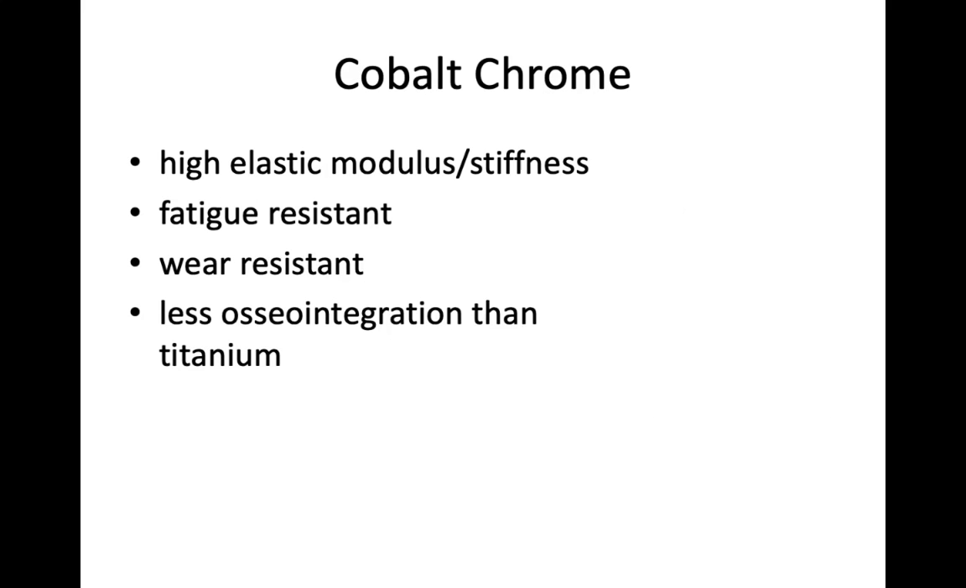Cobalt Chrome. Cobalt Chrome has a high elastic modulus and stiffness. It's fatigue resistant, it's wear resistant, and it exhibits less osseointegration than titanium. So the wear resistance makes it suitable as a bearing surface. So it's used, for example, on femoral components for total knees as a bearing surface, and it's used also in total hips in the femoral head.